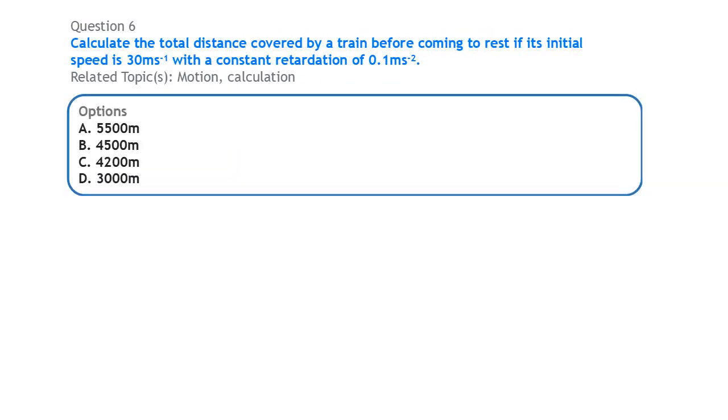Calculate the total distance covered by a train before coming to rest if its initial speed is 30 meters per second with a constant retardation of 0.1 meters per second square.